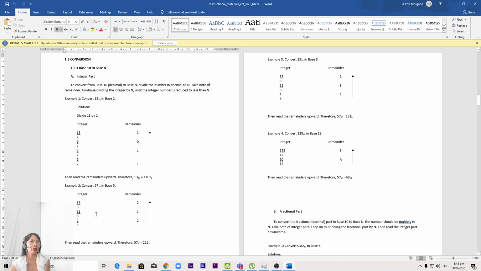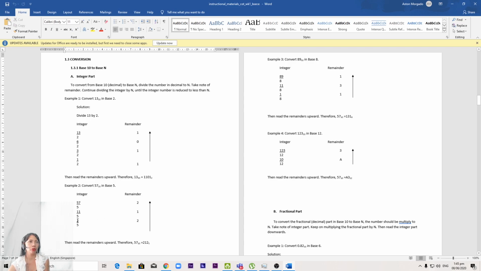So how are we going to do that? To convert base 10 to base 5, you have to divide the decimal number by 5, because you wanted to convert it to base 5. Then take note of the remainder. So we have 57 divided by 5 is 11 with the remainder 2. 11 divided by 5 is 2 rather, with the remainder 1.